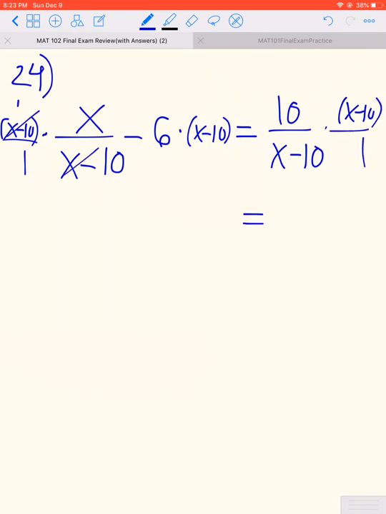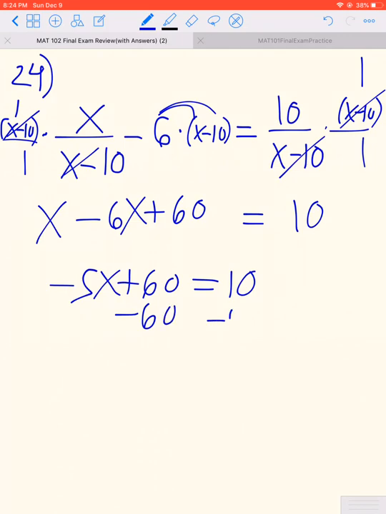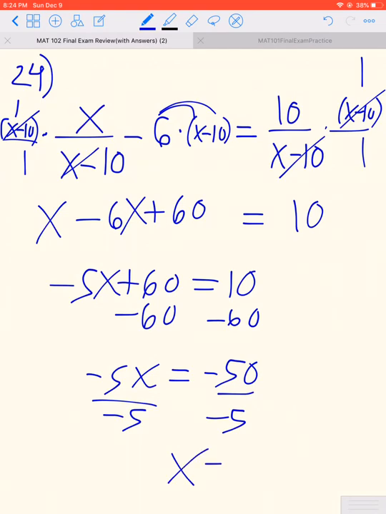Here these cancel, so we just get 1 times x, which is x. Here I can distribute the negative 6 in to get negative 6x plus 60. And over here the x minus 10s cancel again, and I get just 10. We want to solve this. I have negative 5x plus 60 equals 10. Subtract 60 from both sides. Negative 5x equals negative 50. Divide by negative 5, and we get the proposed solution x equals 10.